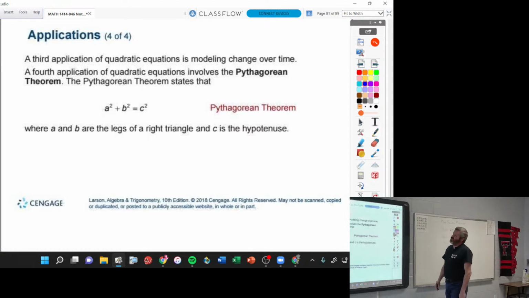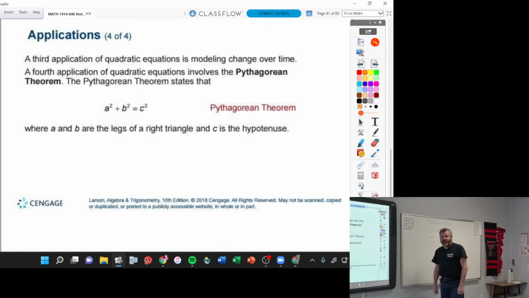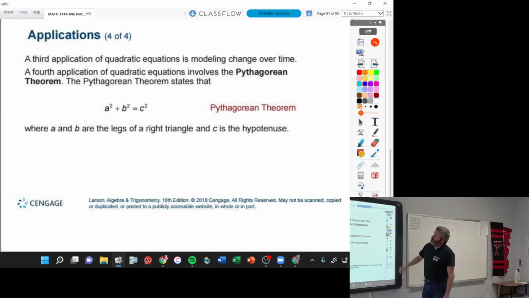A third application involves the Pythagorean theorem and triangles. So you'll see this quite a bit. It gives you two sides of the triangle, and you have to find the third. That's going to involve quadratics.